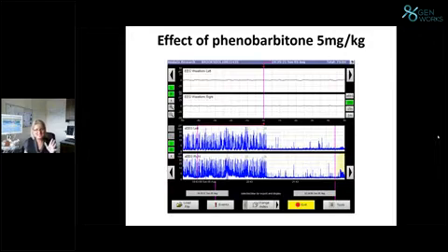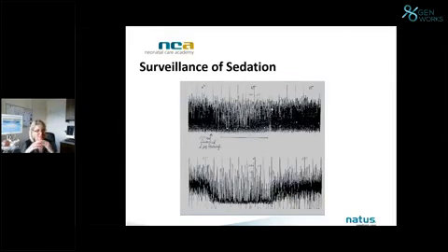And this was a really nice case that was shared with me by one of our key opinion leaders in Europe, and it was looking again at the surveillance of sedation, and the top AEEG trace is different to the bottom AEEG trace. So if you look at the top trace, that was a baby who was already probably in a burst suppression plus phase, but gave medication in the center, and there was some degree of depression, and it recovered and they went back to their previous tracing.